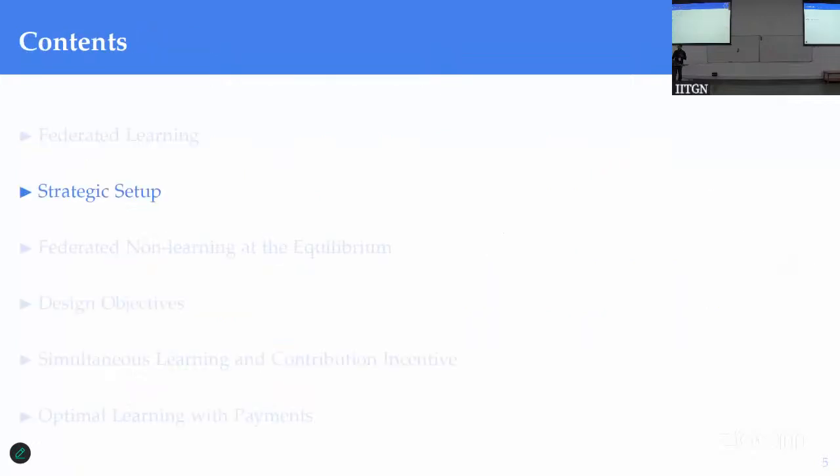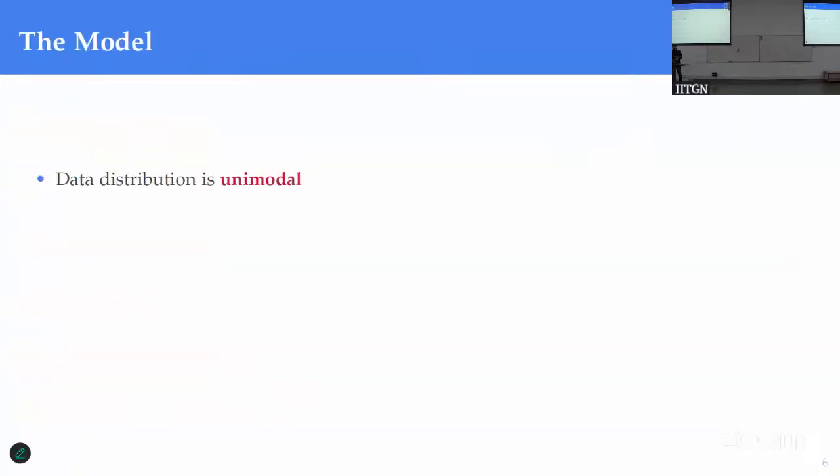So let us now move to a strategic setup where we are treating each of these agents as strategic agents. They have their own incentives to maximize. Now, the first assumption that we will make, because it is easy to handle, is that the data is unimodal. Everybody is sampling from the same data. So for instance, in the hospital example, every hospital is operating in the same region. So the disease distribution, everything is similar. It's just a matter of how many samples of this data they can sample from this population. So that data distribution is unimodal. I'll make a comment regarding the multimodal distribution later.